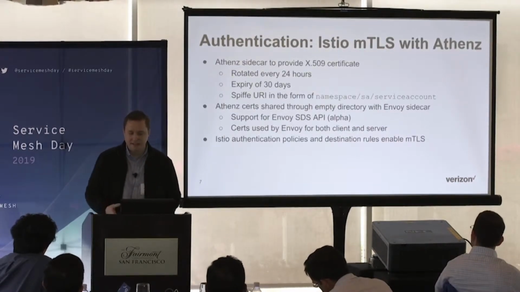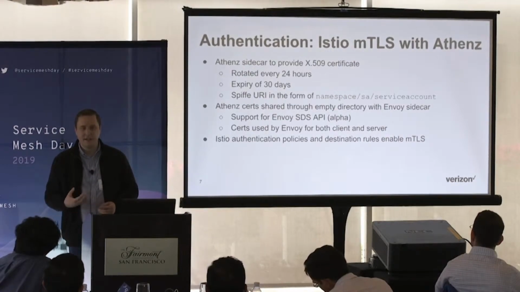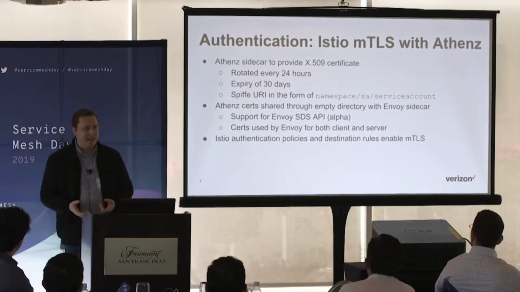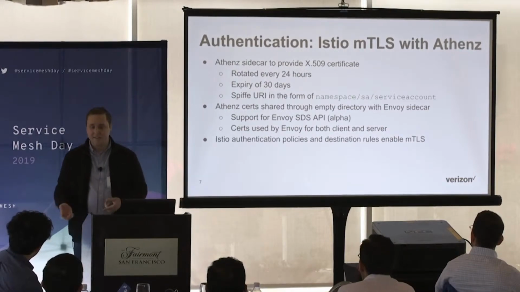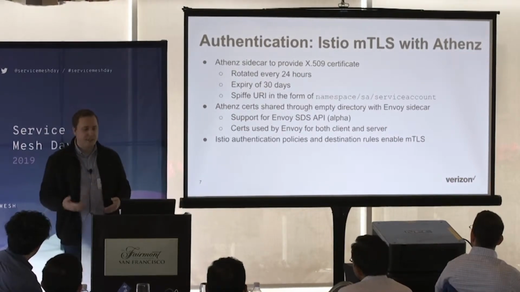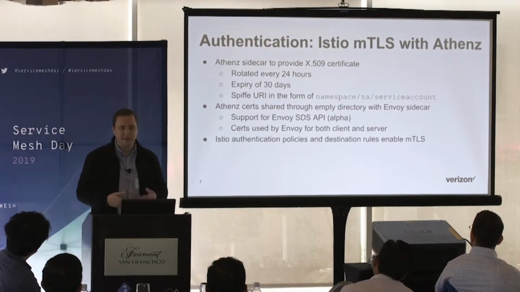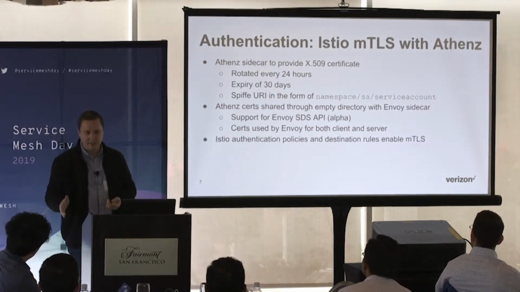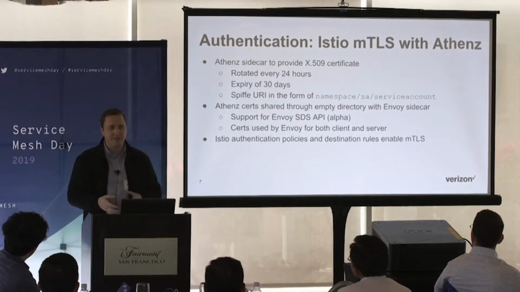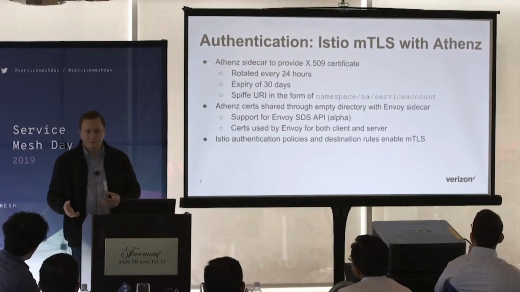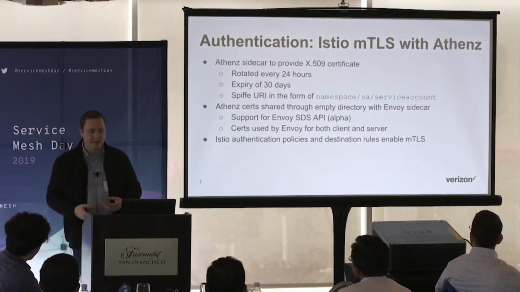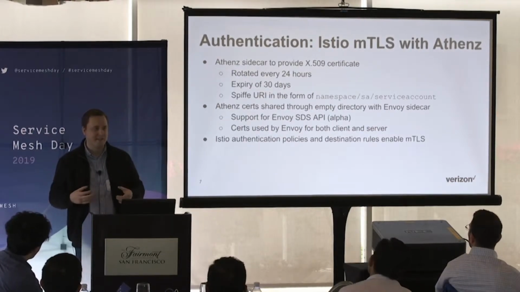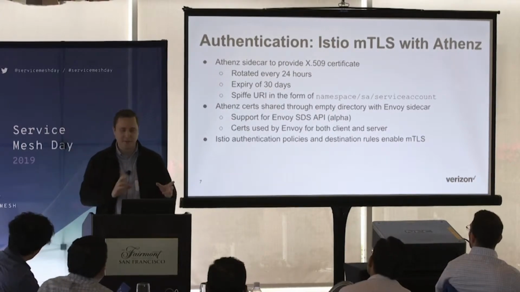Okay, now that we have the Athenz data model, how do we leverage it to actually get it working with Istio mutual TLS? So what we've introduced to accomplish that is an Athenz sidecar to provide Athenz X509 certificates. These certificates are rotated every 24 hours with an expiry of about 30 days. And they all have the SPIFFE URI in the form of namespace/SA service account. And essentially these certs are shared with Envoy through an empty directory so that Envoy can pick them up and then refresh them, etc. And we're also working on supporting the Envoy SDS API so that none of these certificates are actually written to disk and everything stays in memory.